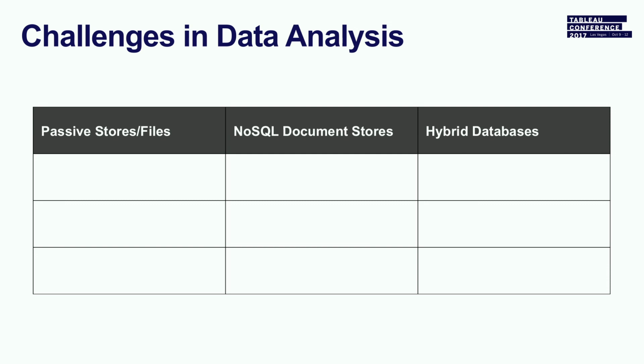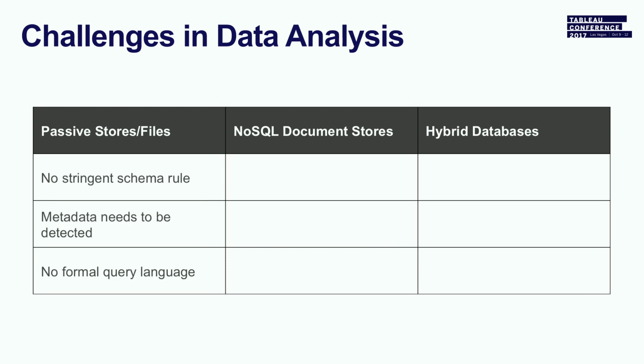Now let's look at challenges that each of these categories poses. Passive stores do not have stringent schema rules. So you can actually be very creative and go haywire with the schema, like we just saw. And metadata will always need to be detected. It's not readily available. You need to parse the entire file in order to understand the structure of the JSON document. And finally, there is no formal query language that's available to us in querying passive file stores. Now, let's add some colors to understand the good versus the bad. Well, all are bad in these.